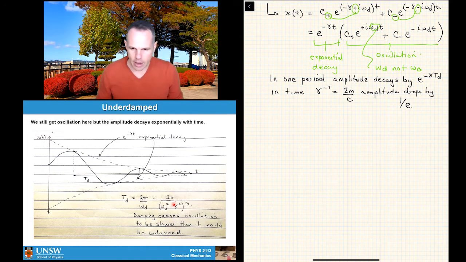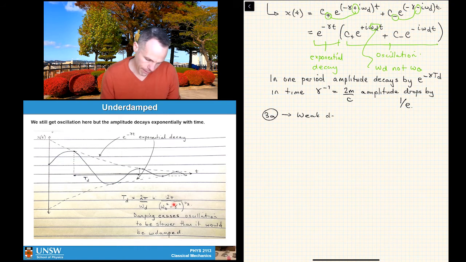So we can break these down into these two particular cases, and we'll call these 3A weak damping, and 3B strong damping.